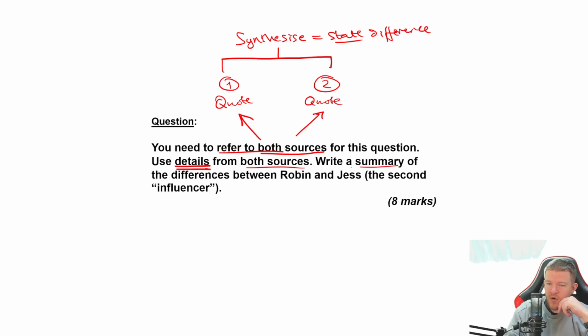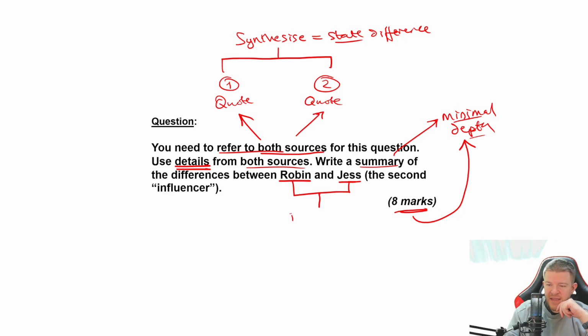Okay, write a summary of the differences. So minimal depth, which is confirmed by the number of marks available, 8 marks only. So minimal depth of the differences between Robin and Jess. Okay, so the focus is the influencers in these two texts themselves. Okay, so nothing to do with the attitudes of the writers or the structure of the texts or the language choices, literally differences between the influencers as suggested by the text itself.